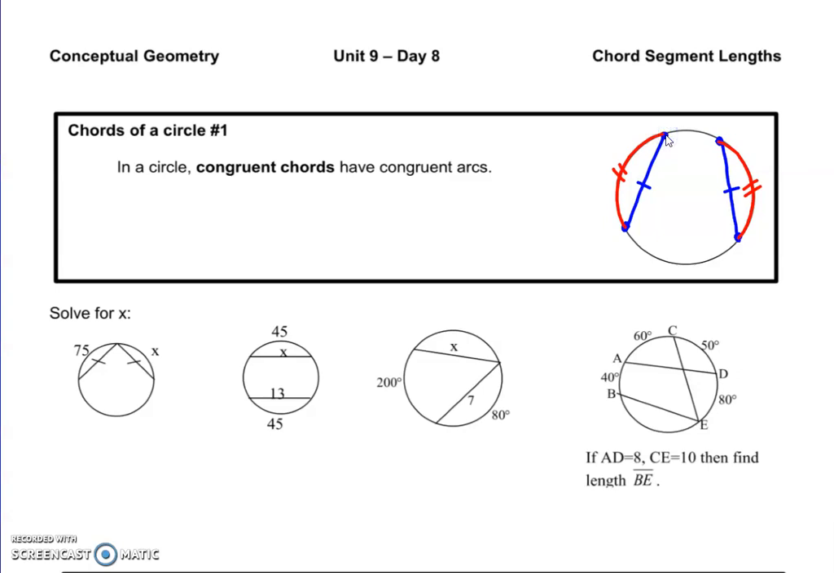Using that theorem in our first few examples, this should go quickly. What I notice in this first diagram here, it tells us, well, hey, those two chords are congruent, so guess what? The arcs are congruent, which means x is 75 degrees. That's not too hard. Now, it also works in reverse. So the next example, I notice that these two arcs are equal, which means the two chords have to be equal. So in that case, x is 13.